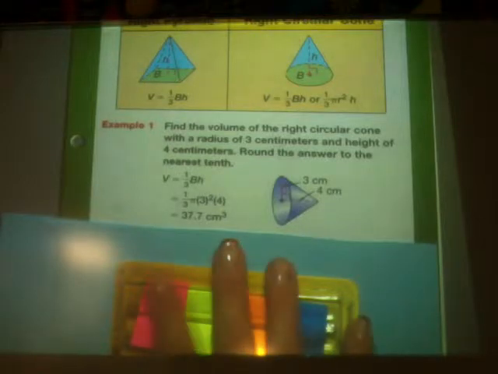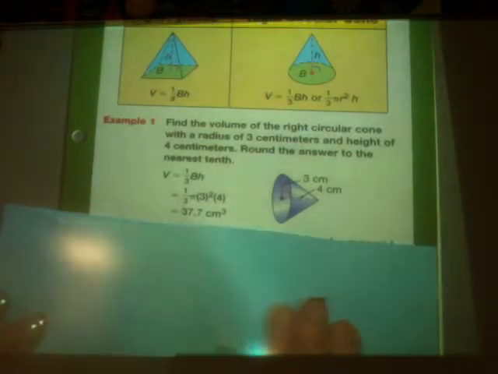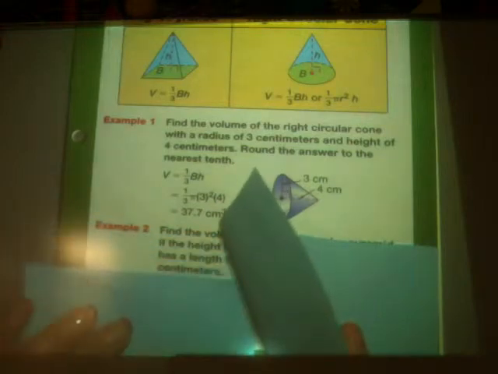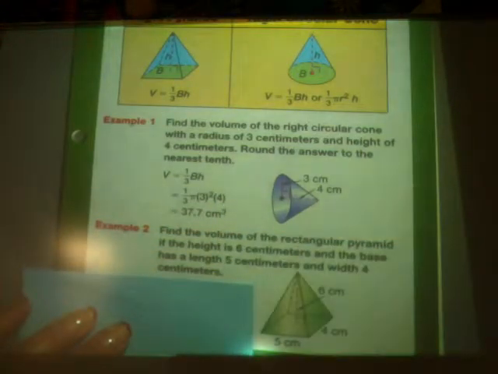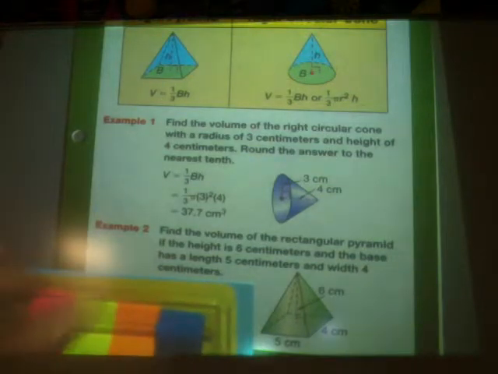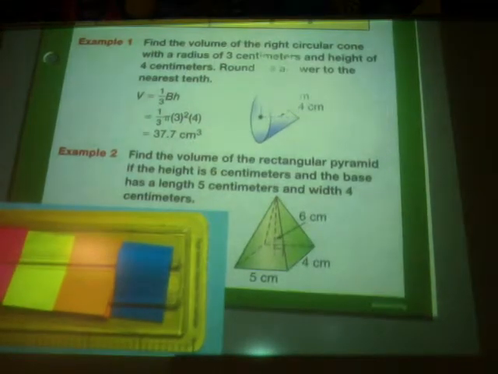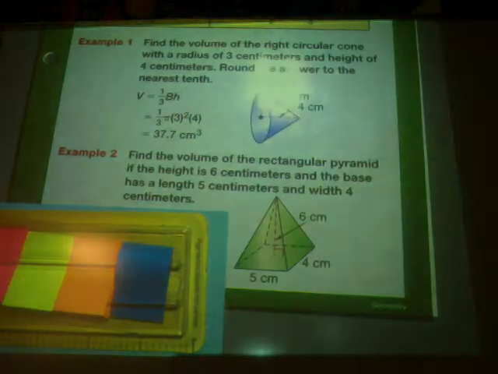All right, then I want you to do this one. And I'll move it up. Is that fuzzy or is that just me? It's just me, isn't it?